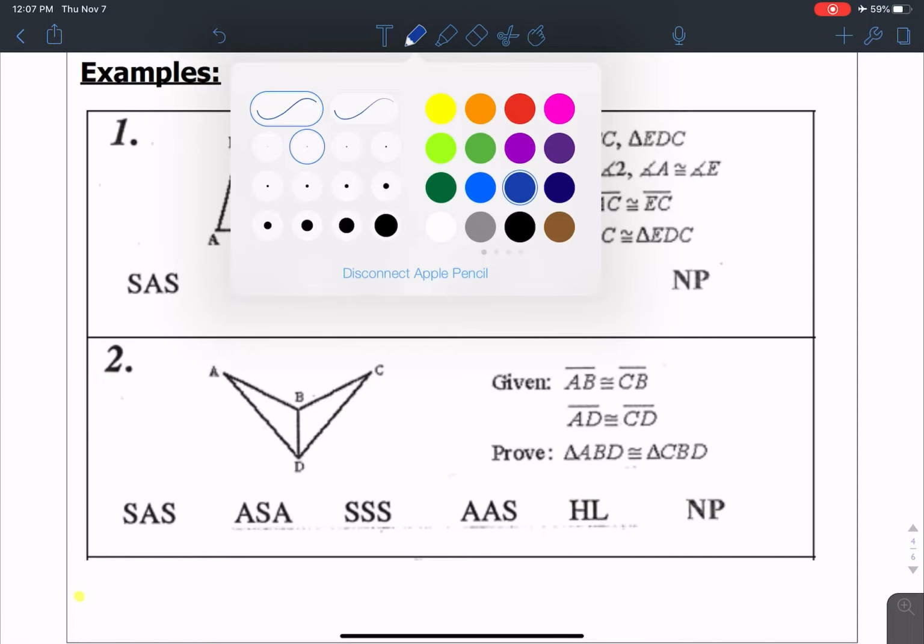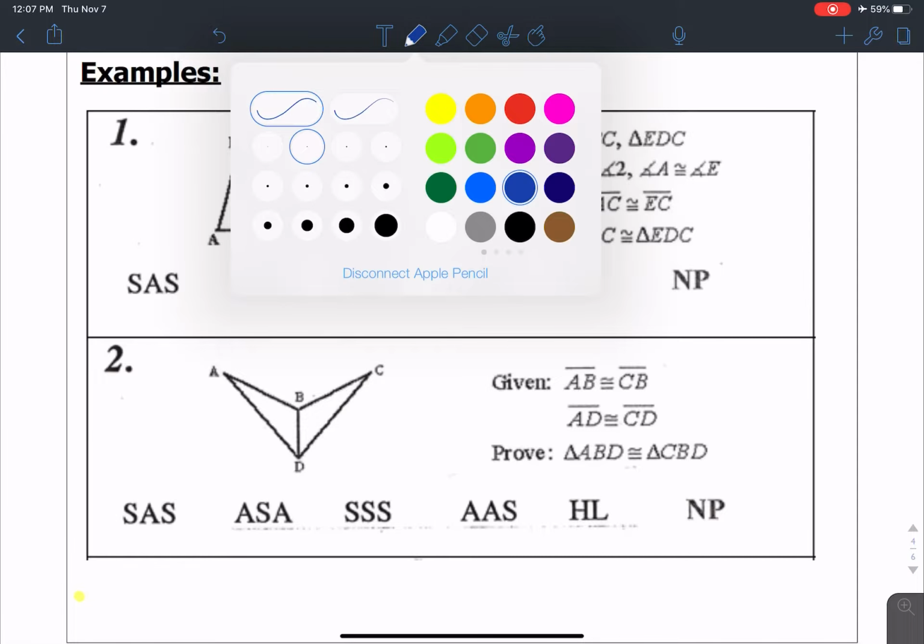So on to number 2. The information that you are given for number 2 is that side AB is congruent to BC. So I'm going to mark that. You are also given that AD is congruent to CD. So I'm going to mark that with the double tick marks.